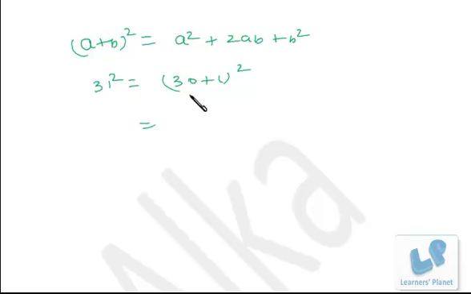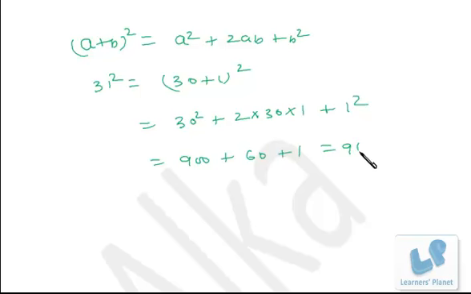Now we can expand it like this: 30 square plus 2 into 30 into 1 plus 1 square, that is a square plus 2ab plus b square, right? Now what is 30 square? That's 900. 3 square is 9 and square of 10 is 100, plus 2 into 30 into 1, 60, plus 1, so that is 961. Okay, so that is 31 square. So this way we can find out the square of any number.